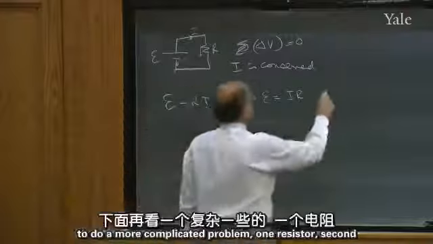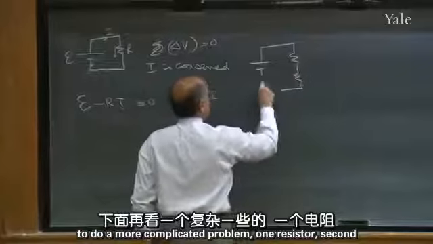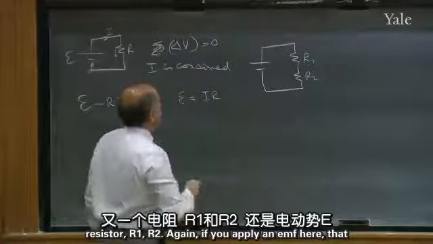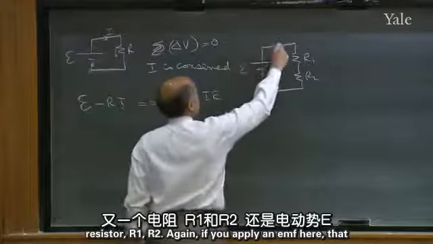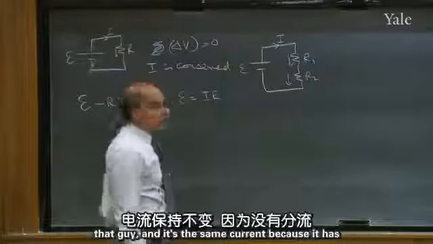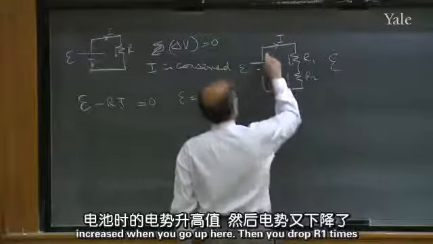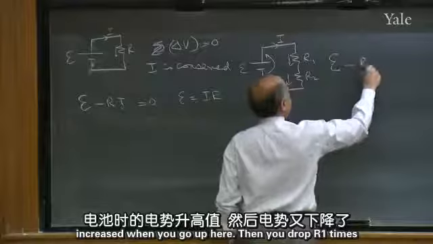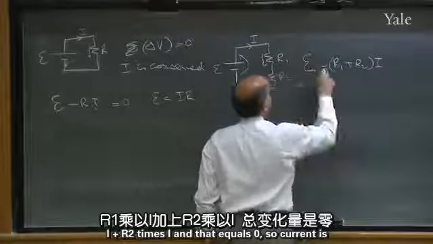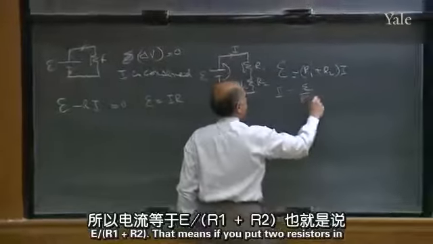Then we're going to do a more complicated problem. One resistor, second resistor, R1, R2. Again, if you apply an EMF here, that current is going to go through this guy and go through that guy, and it's the same current because there's nowhere to go. So the equation now will be E, which is the increase when you go up here. Then you drop R1 times I plus R2 times I, and that's equal to 0. So current is E over R1 plus R2.